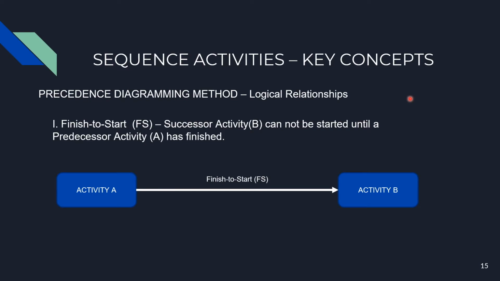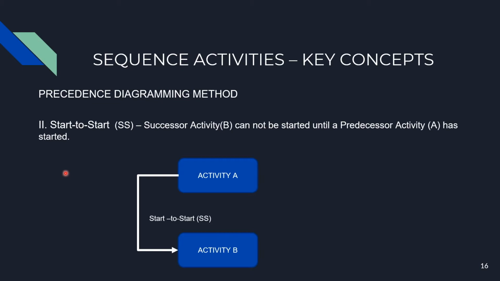Now let's understand the logical relationships in the sequence activities process. This is done by the precedence diagramming method. There are overall 4 logical relationships between the different activities. So friends, let's start with the logical relationships. First is finish to start. Finish to start, which we also call FS, is where the successor activity, which is B, cannot start until the predecessor activity A has finished.